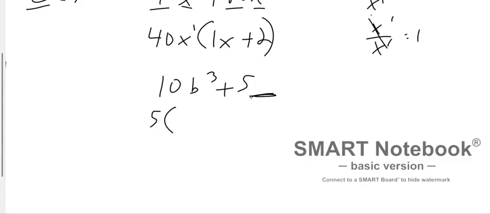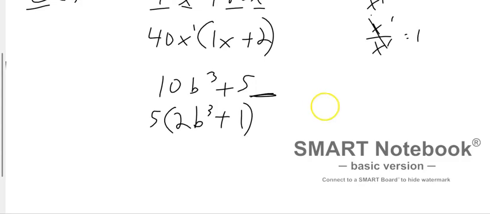And then we divide. 10 divided by 5 is 2. The b cubed just drops down. And this, be careful. Some people go, oh, it's just 2b cubed. The 5's cancel. No, 5 divided by 5 is 1. We need that placeholder. Okay?